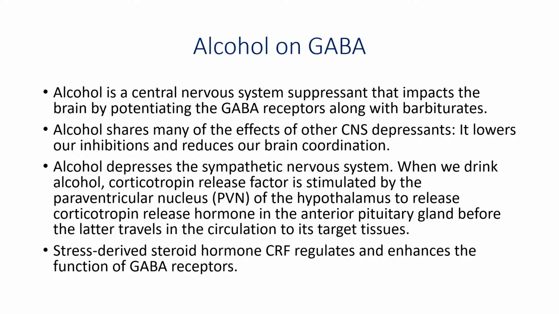Alcohol is another central nervous system suppressant that impacts the brain by potentiating the GABA receptors along with barbiturates. Alcohol depresses the sympathetic nervous system, so when we drink alcohol, corticotropin releasing factor is stimulated by the paraventricular nucleus of the hypothalamus to release corticotropin releasing hormone in the anterior pituitary gland. This stress-derived steroid hormone regulates and enhances the function of GABA receptors.